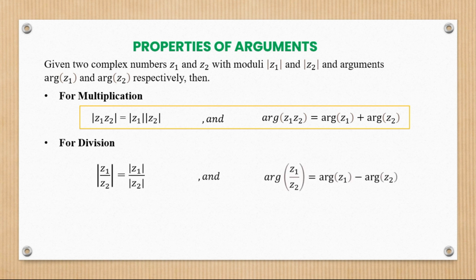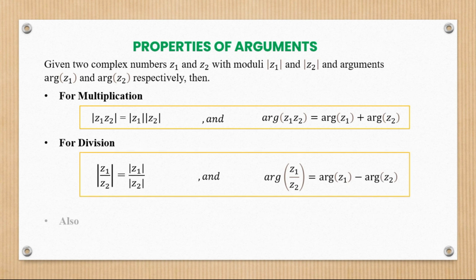So for division, you can actually see that also when it comes to modulus, if we have to find the modulus of z1 over z2, it's the same as the modulus of z1 divided by the modulus of z2. And then when it comes to arguments, you can say the argument of z1 over z2 is equal to argument of z1 minus argument of z2. So that's also going to be important to remember.